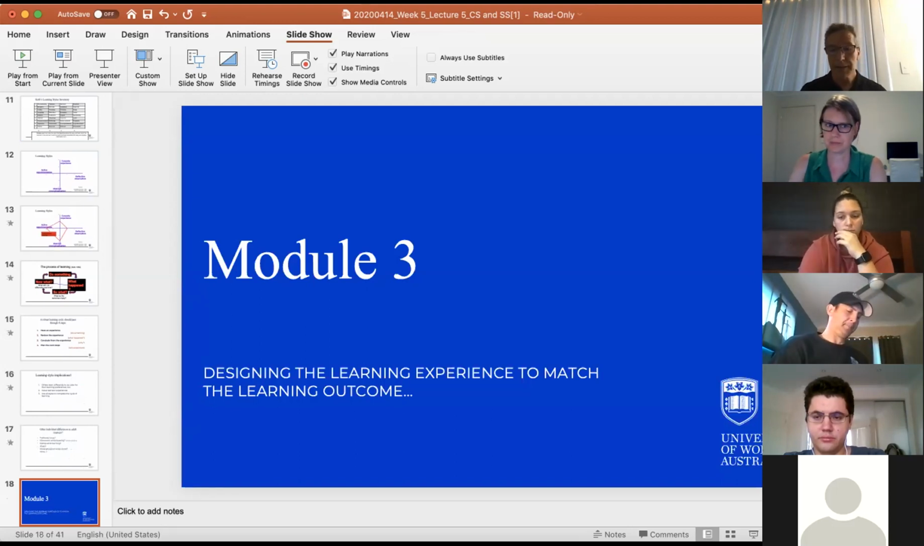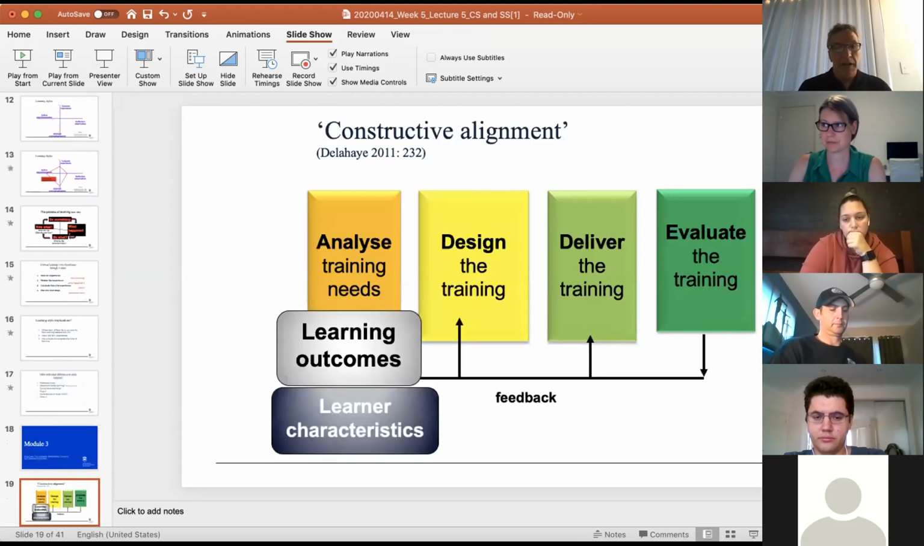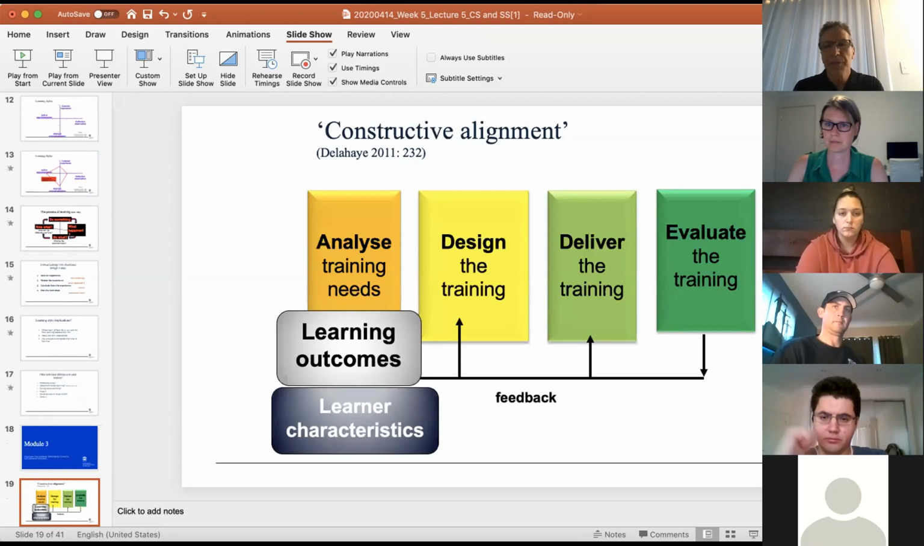Okay, so this section, this module, is about constructive alignment. Who's heard of the term constructive alignment before? Anybody?